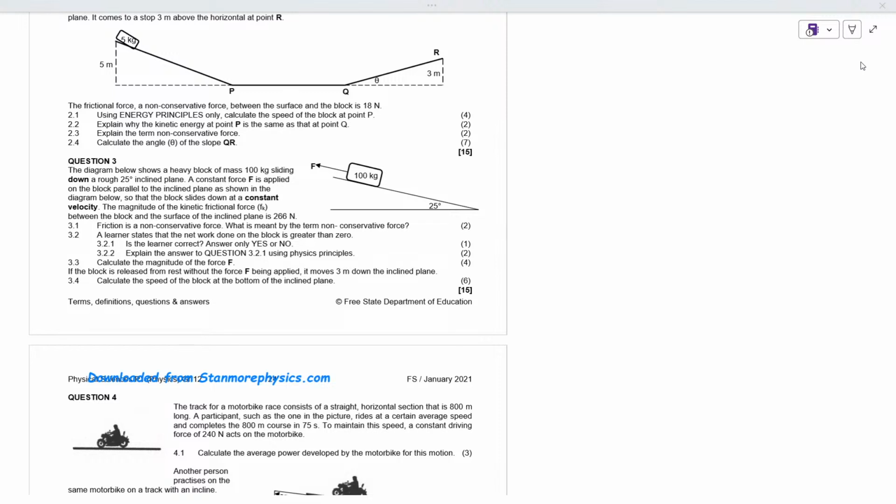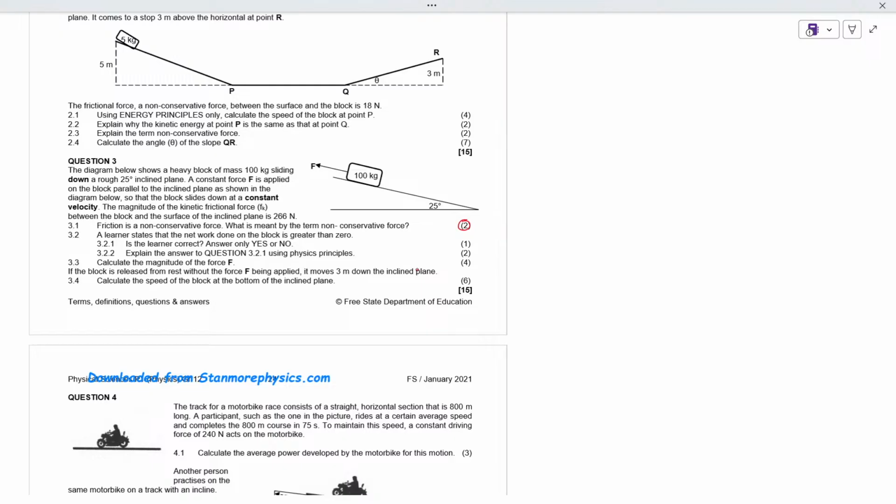Okay. Define a non-conservative force as a force for which the work done in moving an object between 2 points depends on the path taken. Yes, it's correct.